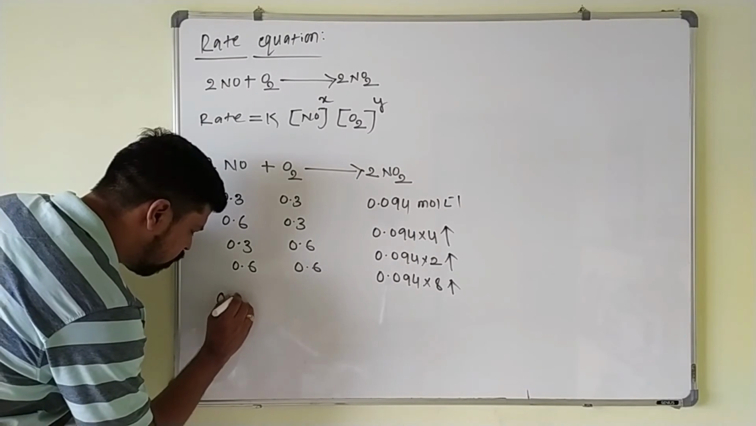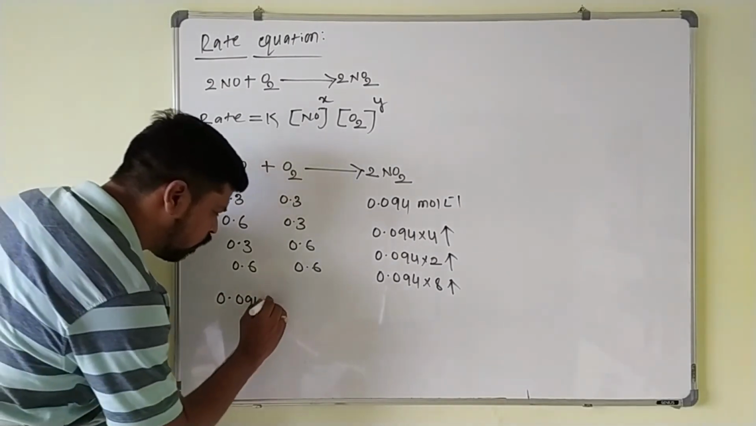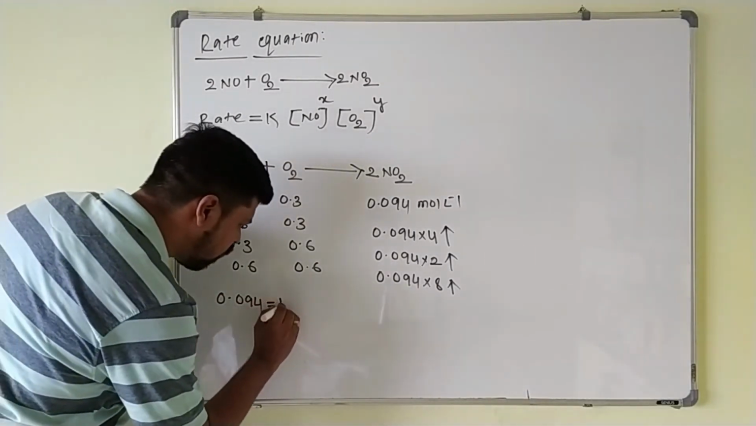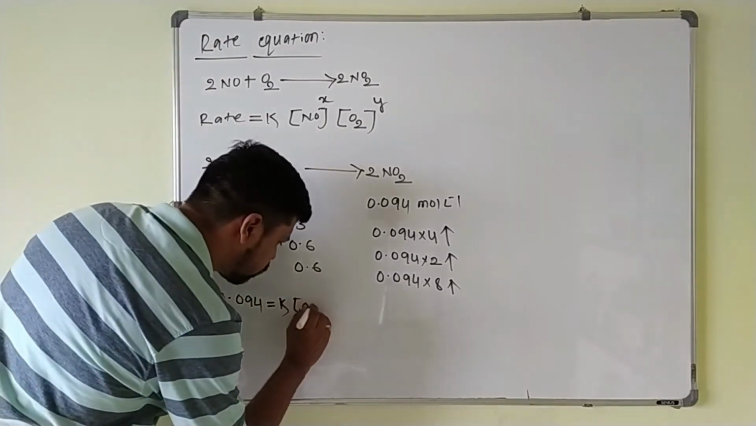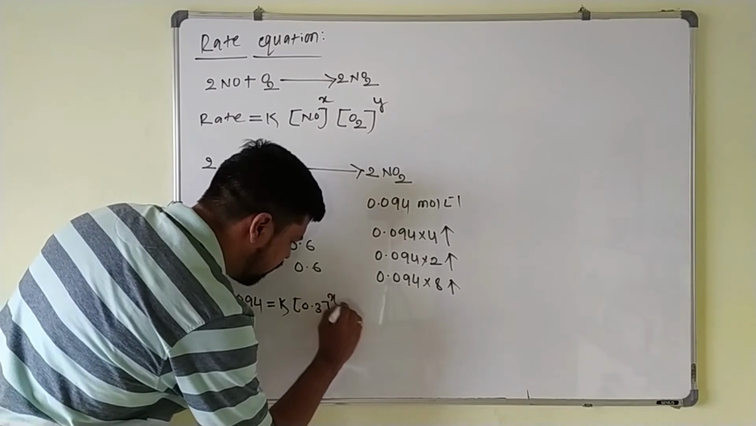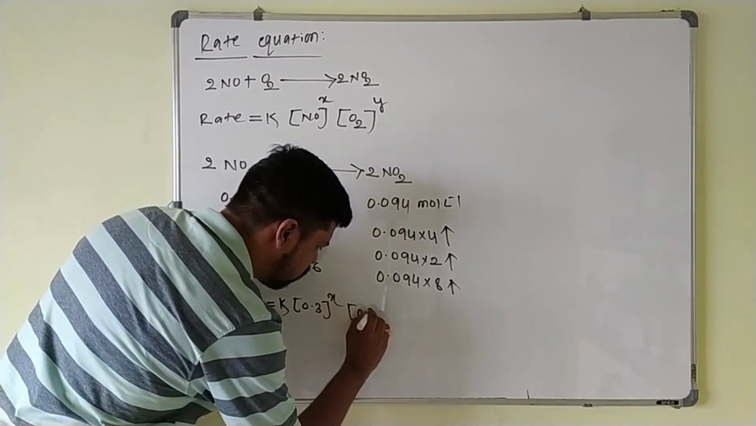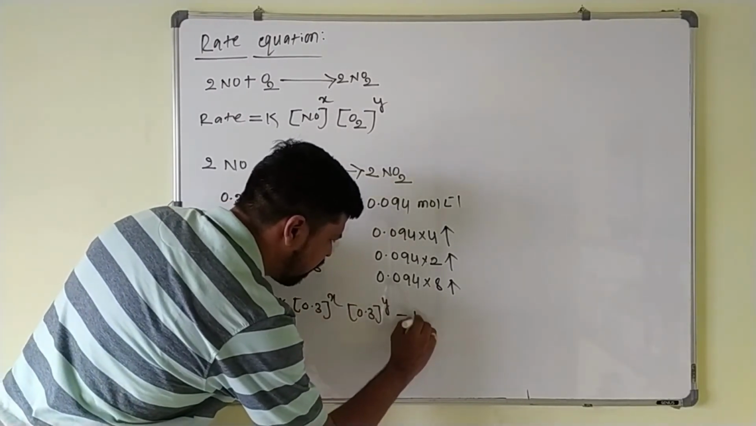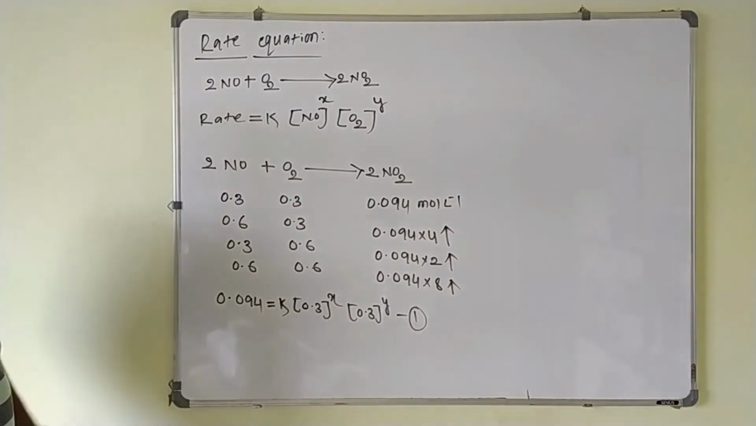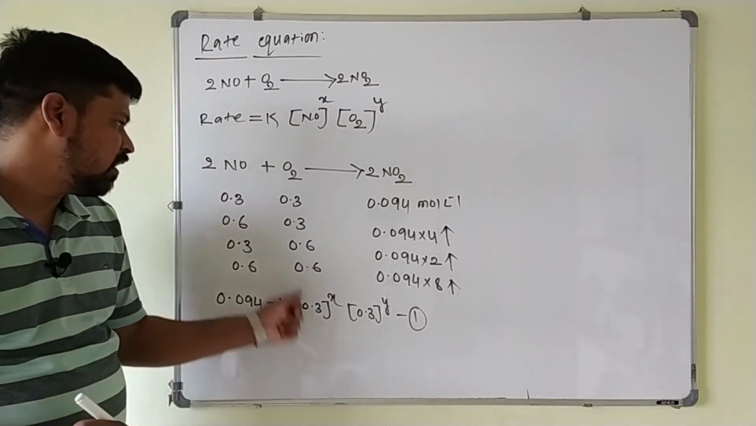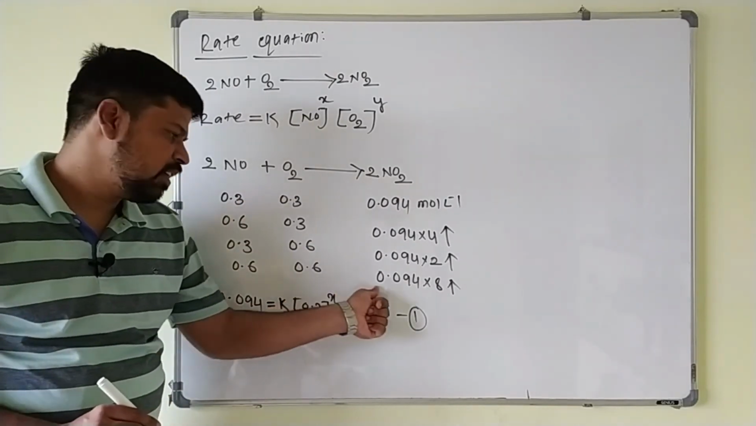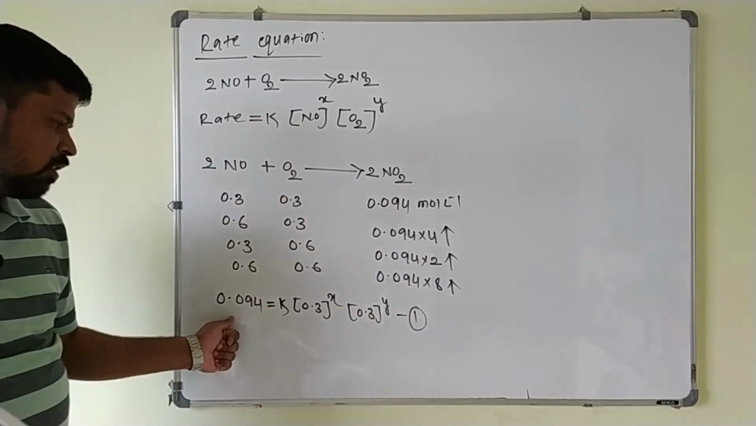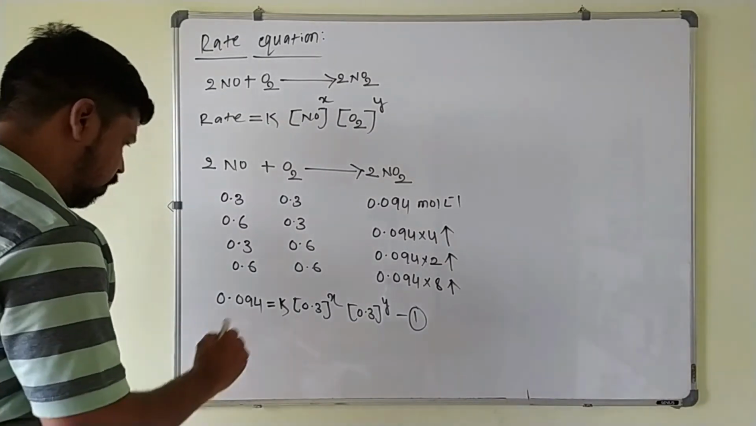So from this we can write the equations, that is rate of formation of NO2, which is 0.094, is equal to K into the concentration of NO, 0.3 power x, and here it is also 0.3 power y. I will take it as equation number 1. So here the concentration will be 0.3 mole, 0.3 mole, its power is x, this is y, and this is 0.094 mole per liter.